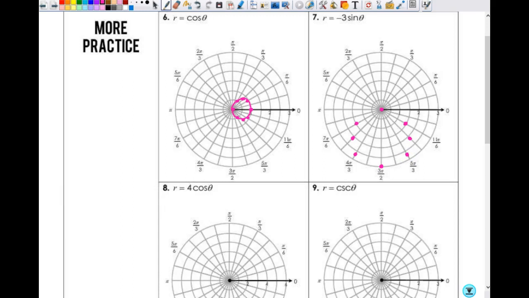And then you just do your best to make it look like a circle. Honest effort is what I'm looking for. This is not an art class. And that's not really that good. Any questions at this point? All right, I want you to try number 8 then.